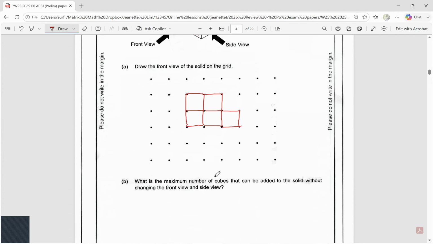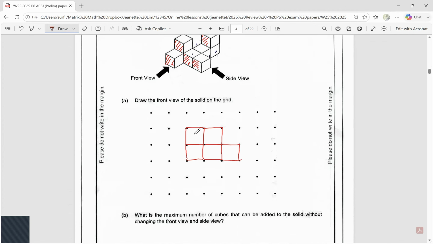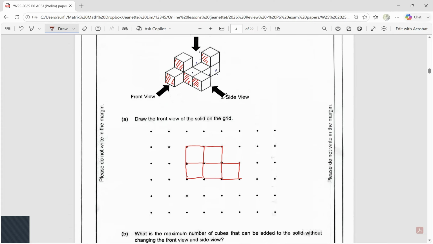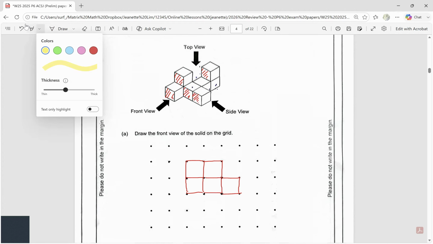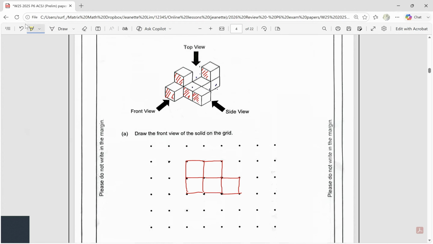For part B, what is the maximum number of cubes that can be added without changing the front and side view? So this is the front view. From the side view, you're not supposed to change it also. So maybe I'll just highlight to show you where the side view is. From the side view, you should be able to see these.